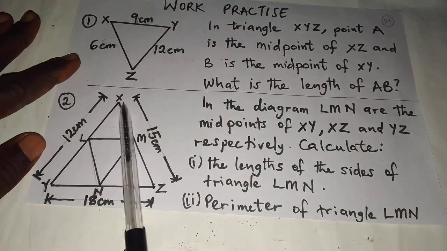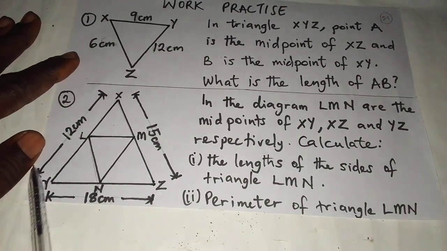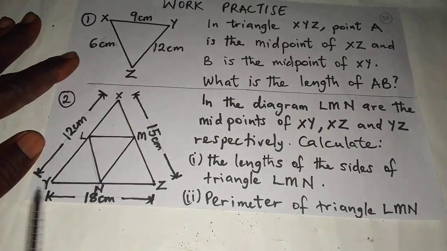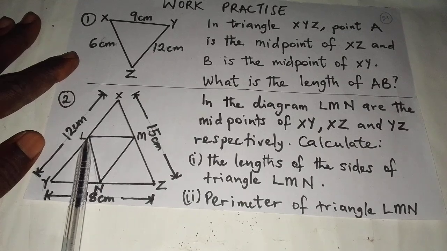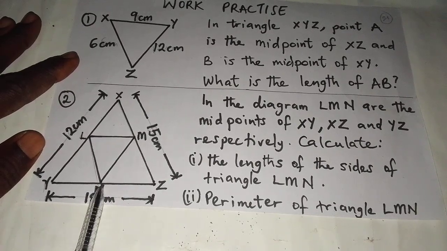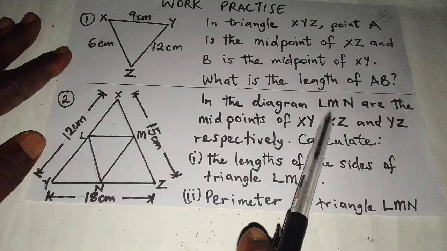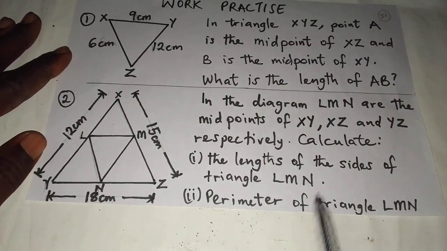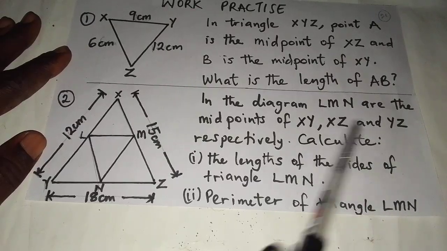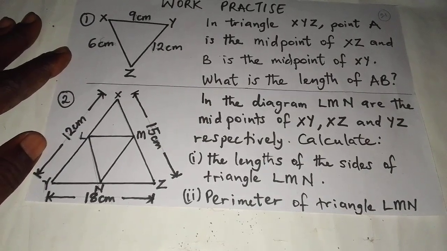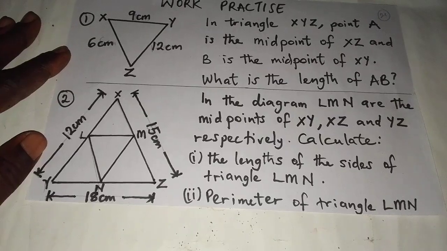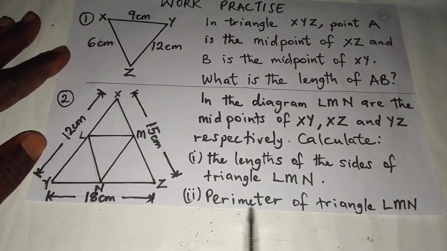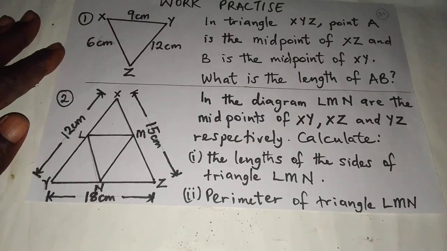Number 2, you are given this. This side is 12 centimeters, and the others are 18 and 15 centimeters. In triangle XYZ, L, M, and N are the midpoints of XY, YZ, and XZ respectively. Calculate the length of the sides of triangle LMN, and the perimeter of triangle LMN.